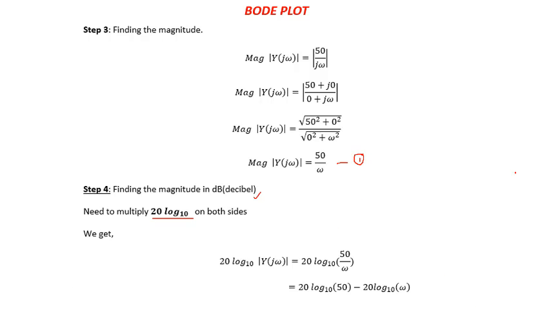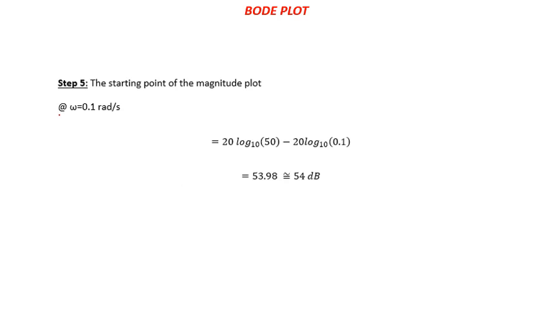Multiplying 20 log to the base 10 on both sides, that is 20 log to the base 10 of mod of Y(jω) equal to 20 log to the base 10 of 50 divided by ω. So that is 20 log to the base 10 of 50 minus 20 log to the base 10 of ω.